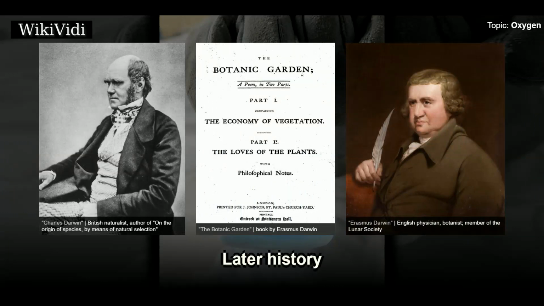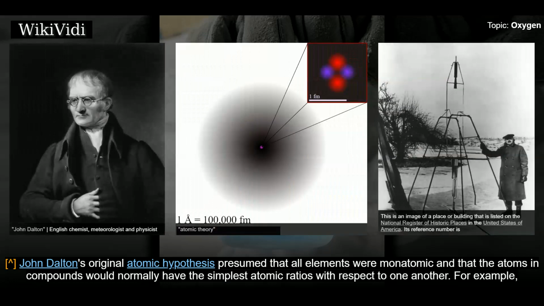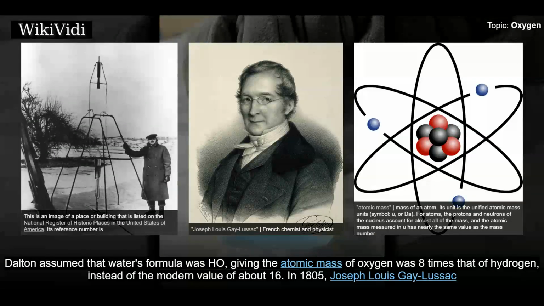Later history. John Dalton's original atomic hypothesis presumed that all elements were monatomic and that the atoms in compounds would normally have the simplest atomic ratios with respect to one another. For example, Dalton assumed that water's formula was HO, giving the atomic mass of oxygen as 8 times that of hydrogen, instead of the modern value of about 16.